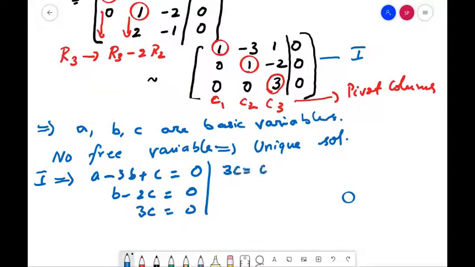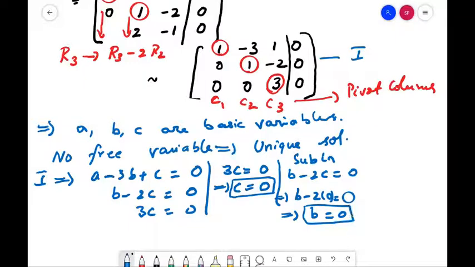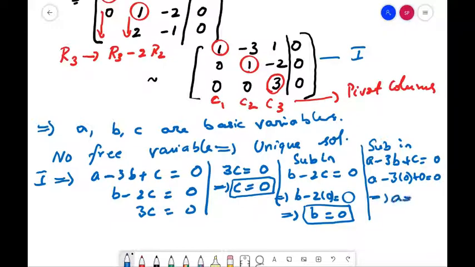Now 3c is equal to 0 implies c is equal to 0. Then substitute in b minus 2c is equal to 0, which implies b minus 2 into 0 is equal to 0. That implies b is also equal to 0. Then if you substitute in the first equation, a minus 3b plus c is equal to 0, you will get a minus 3 into 0 plus 0 is equal to 0, which implies a is also 0.